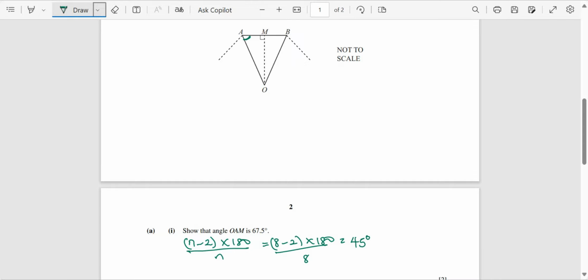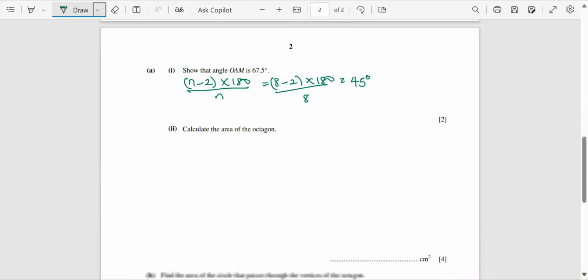So that means this angle here is 45 degrees, and half of it is 22.5. So with that, we'll note that angle OAM would be equal to 90 minus 22.5, and that's going to give us 67.5 degrees.